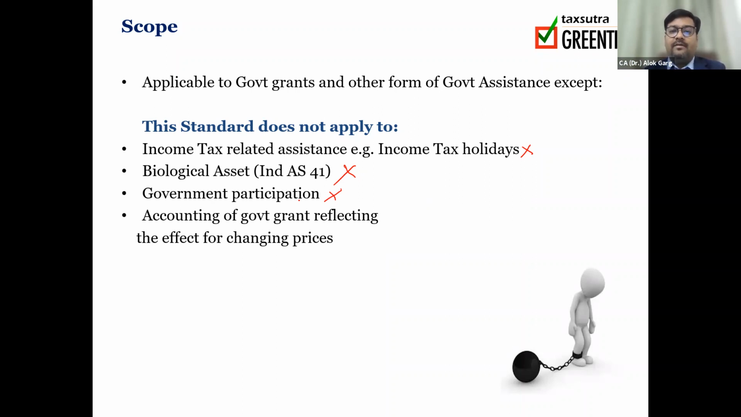Accounting of government grant reflecting the effect of changing prices. For example, government has regulated the prices of some commodity, okay, or government has taken some steps to curb the inflation or to put a ceiling on the prices. So if these kind of things are there, it will not be included in this particular standard. Correct? Let's move on.